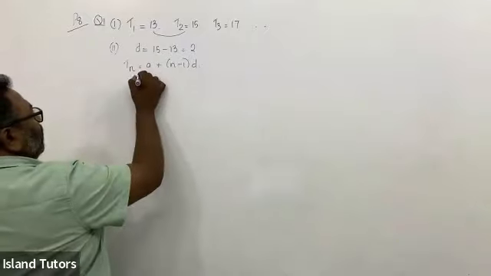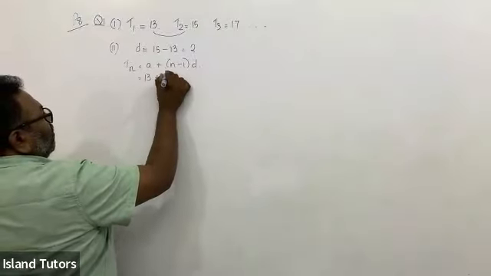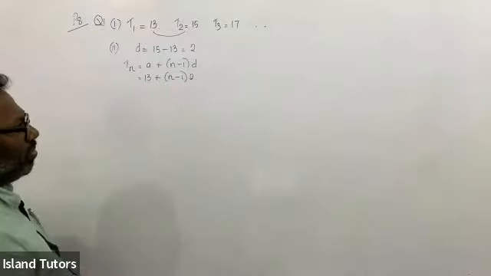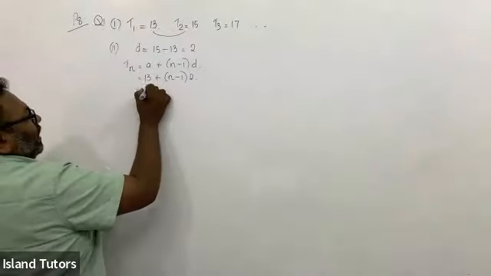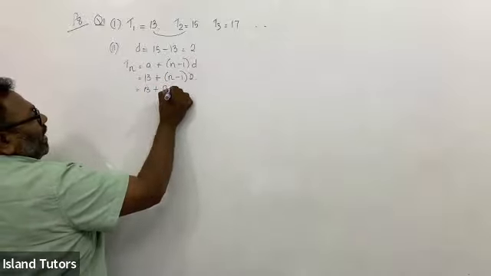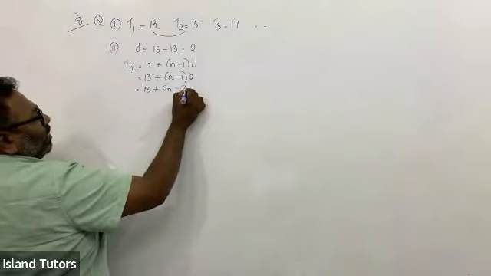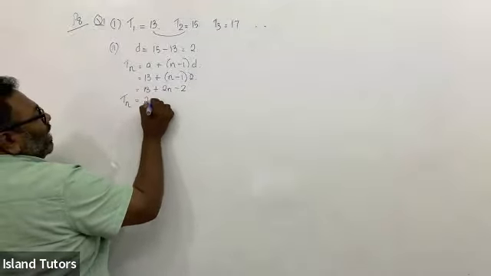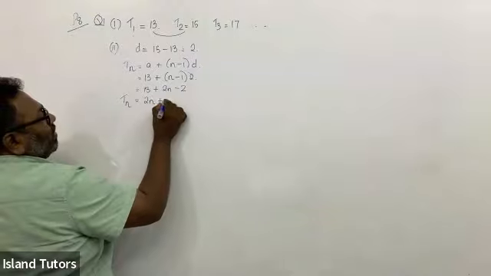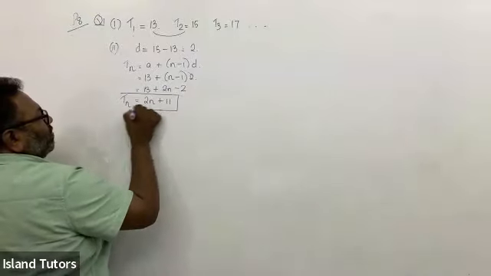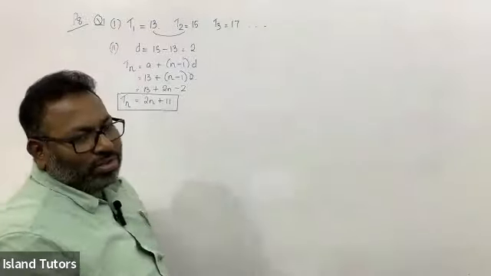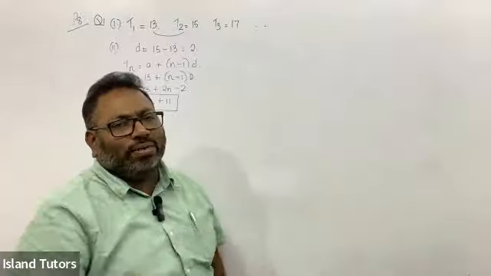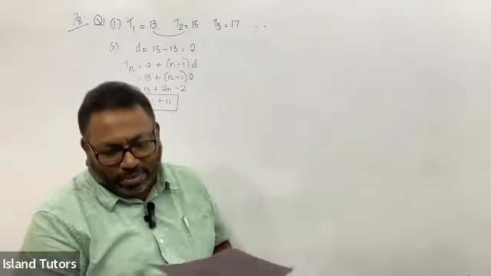What is your first term? 13. n minus 1 times d, d is 2. Okay. So 13, 2 into n is 2n, 2 into minus 1 is minus 2. So therefore Tn is equal to 2n, 13 minus 2 is plus 11. So that is your general term. So using this term, you can find out any term in your number pattern, right?